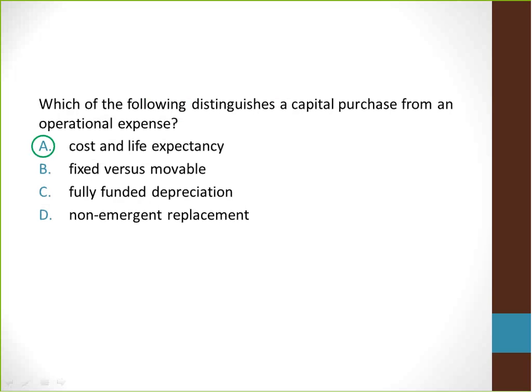Although the policy may vary from institution to institution, cost and life expectancy are generally used as guidelines for capital purchases. Answer B is not correct because fixed or movable equipment can be purchased through capital protocol or operations. C is not correct because depreciation is not necessarily a factor in capital or operational purchases. Answer D is not correct because unplanned or emergent replacements are not criteria for capital or operational purchases.